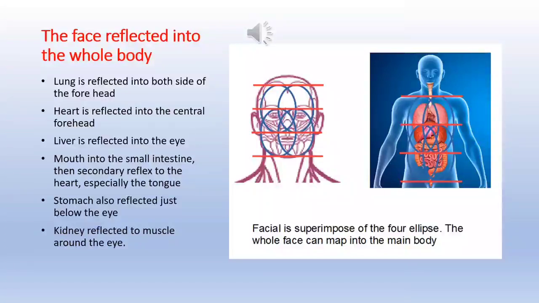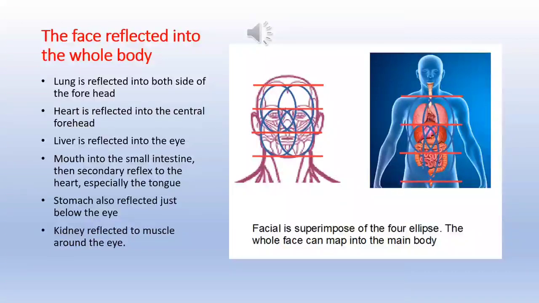Then you see the heart. The heart is at the central forehead. So when people have a central forehead problem, this headache, it is a heart matter. When you rub the central forehead softly, you can also strengthen the heart. Now, another very important one: you look at the liver. The liver meshes well into the eye. So we always say that the liver is reflected on the eye. From here you can see it very clearly.